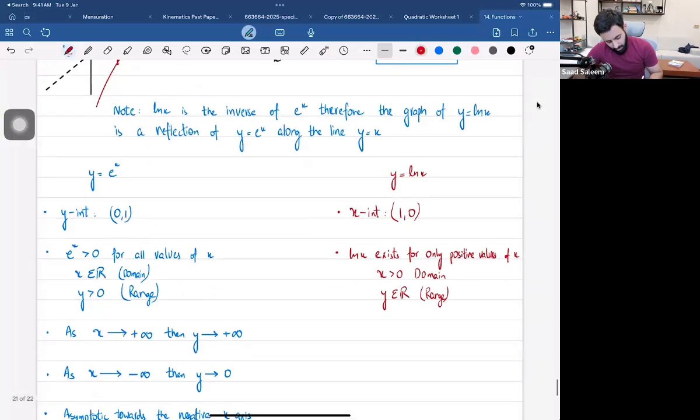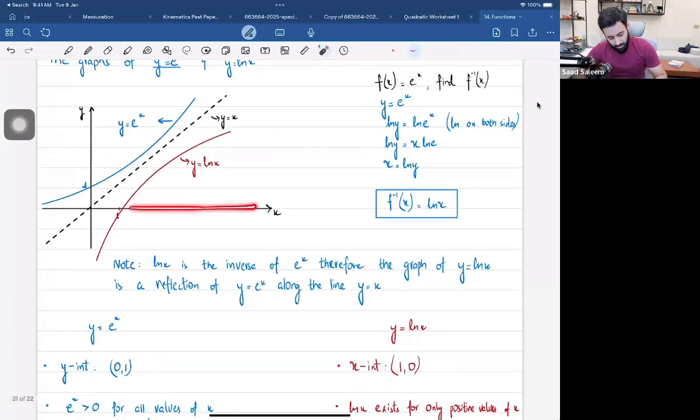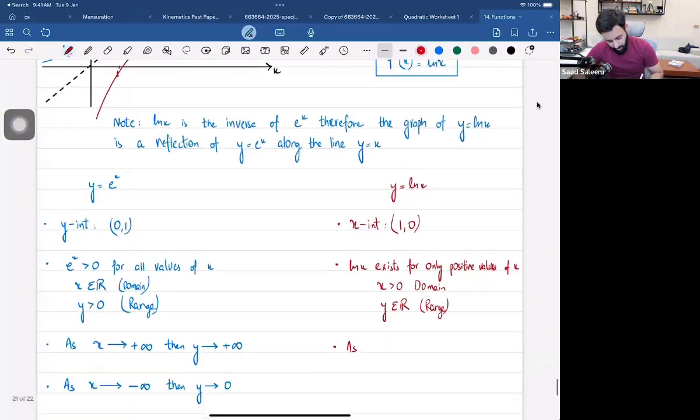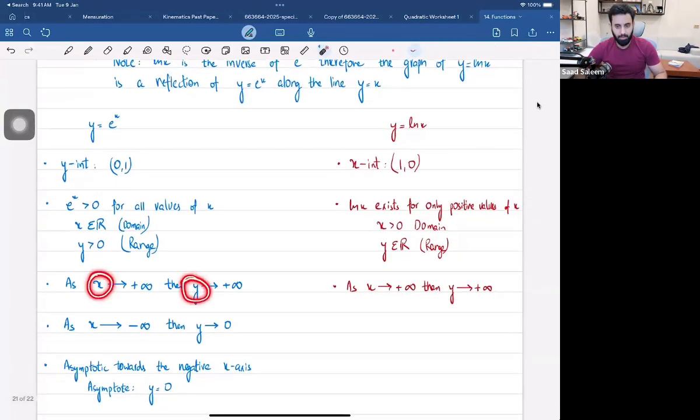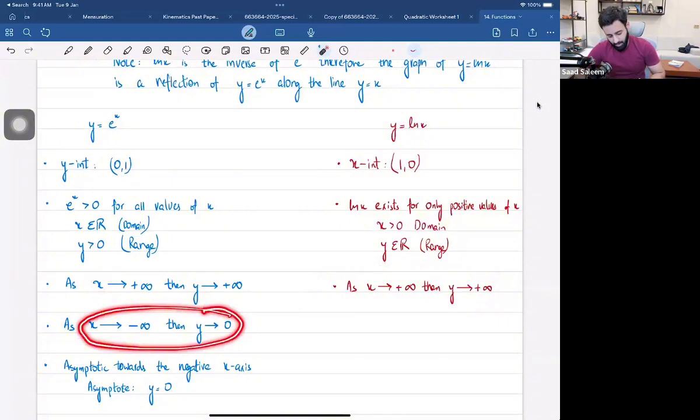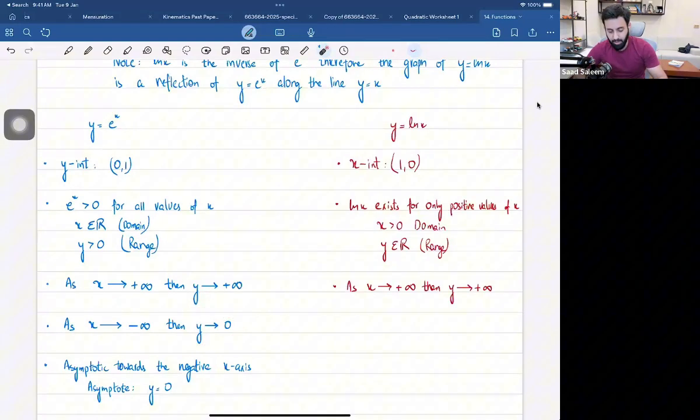Okay? Now, here. What happens as x approaches positive infinity? y also will approach positive infinity. So as x approaches positive infinity, then y also approaches positive infinity. Basically, all you have to do is swap places of x and y here, and you will get the details for ln x.